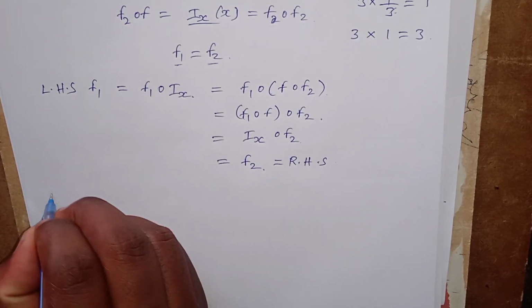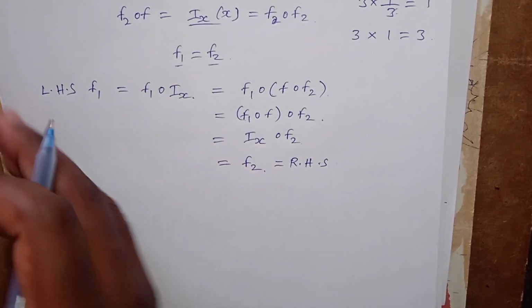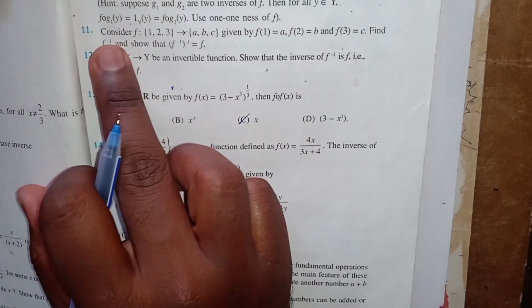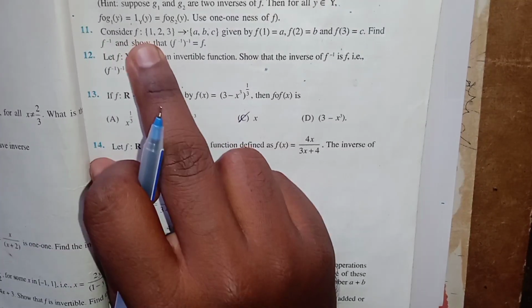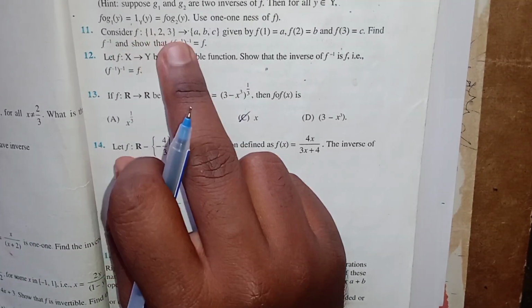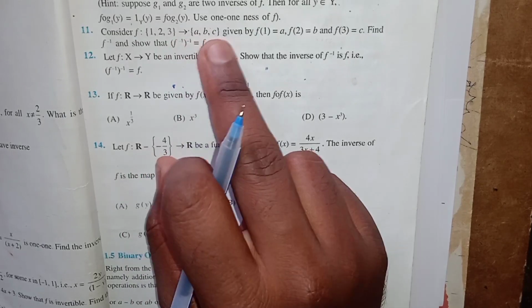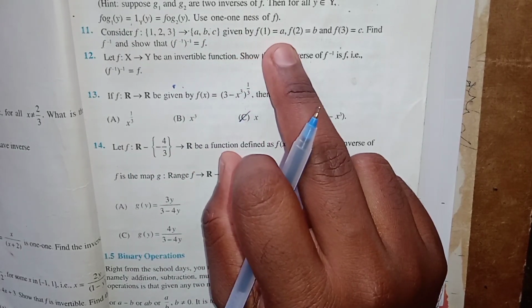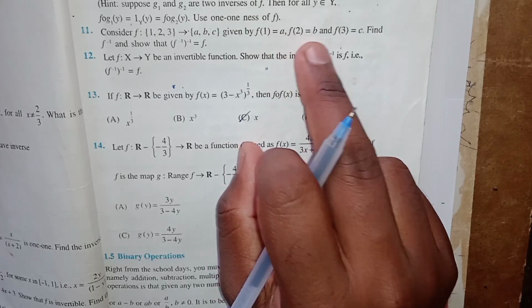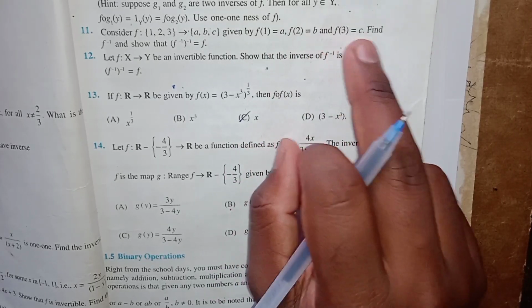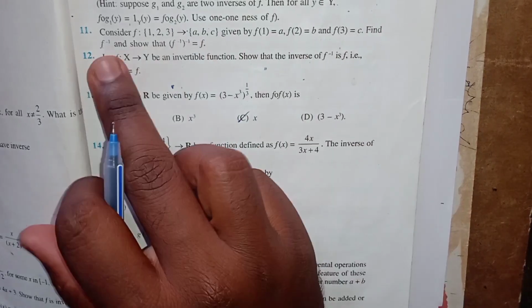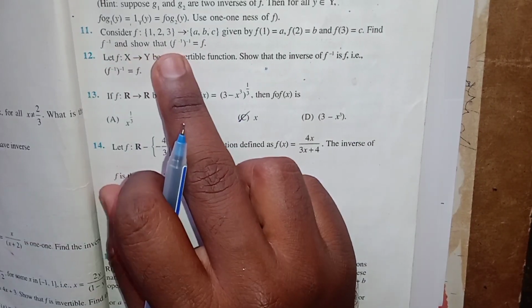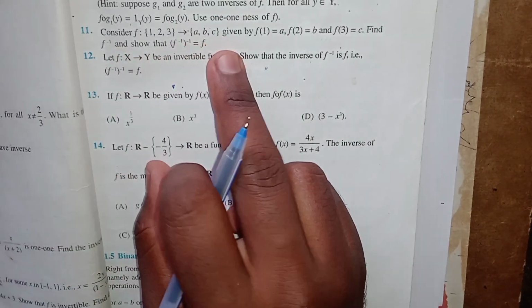Next, question number 11. Consider a function f such that 1, 2, 3 are related to a, b, c, given by f of 1 is equal to a, f of 2 equal to b and f of 3 equal to c. Find the inverse and show that the inverse of the inverse is equal to f.